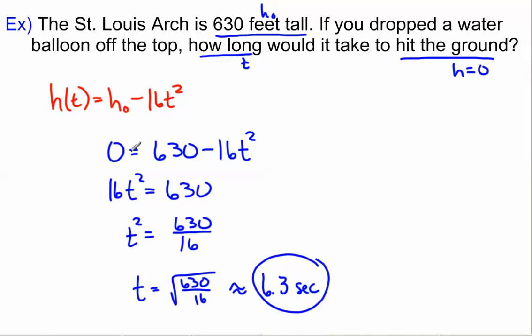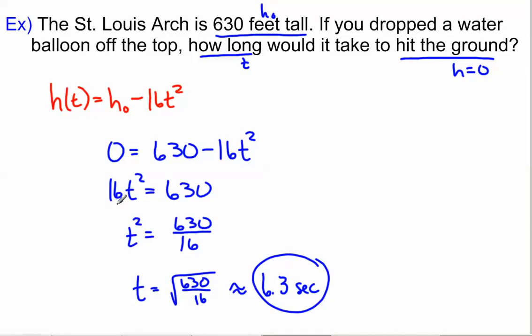So I plug in my 0 for the height here, and I plug in my 630 for my initial height, minus the 16t squared. Okay, so this is a quadratic equation that I'm solving, not just a nice linear one. So I'm going to isolate this squared term because that's probably the easiest way to solve this one. Add it over to the other side.